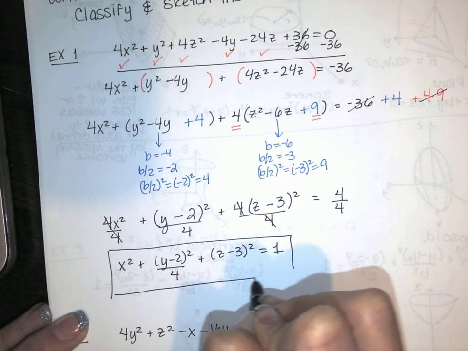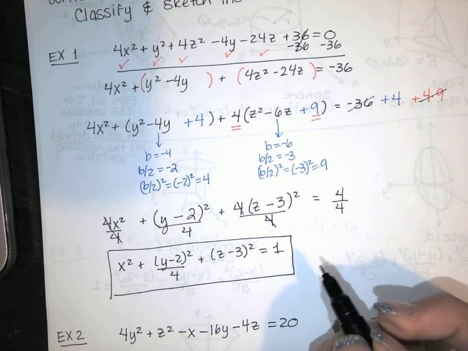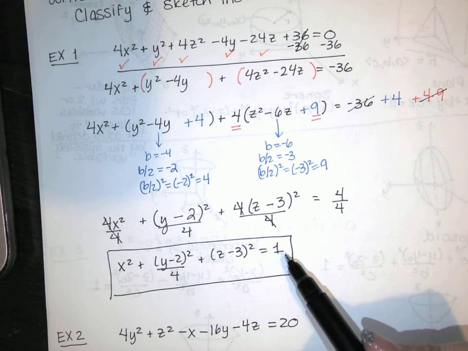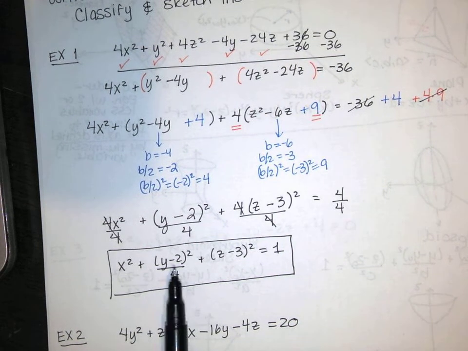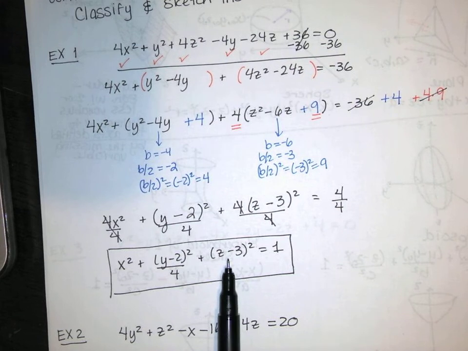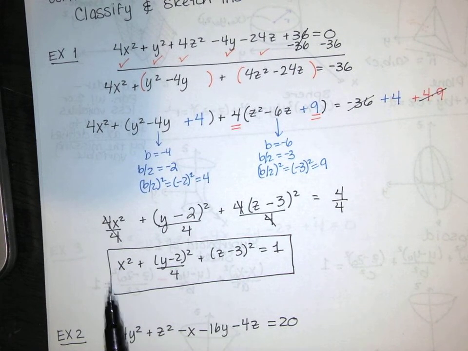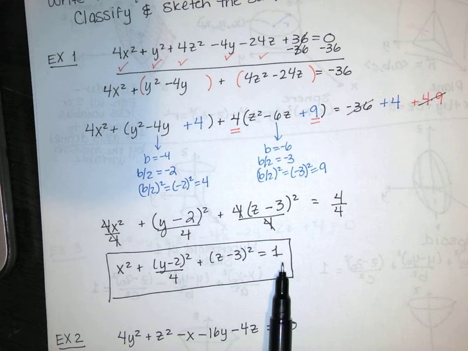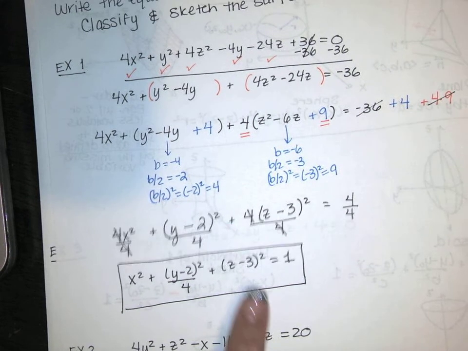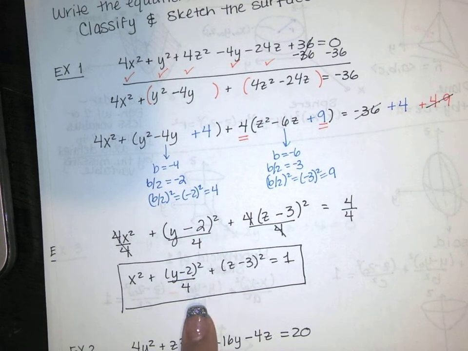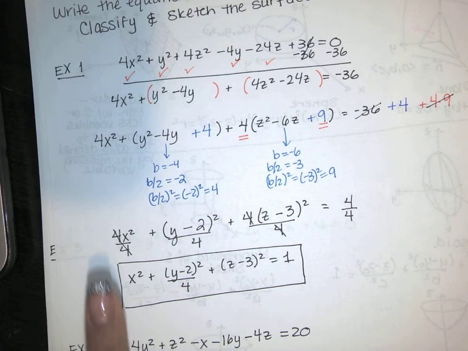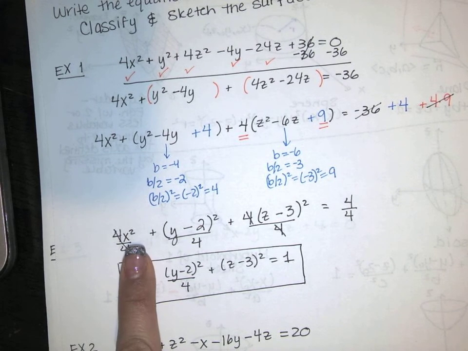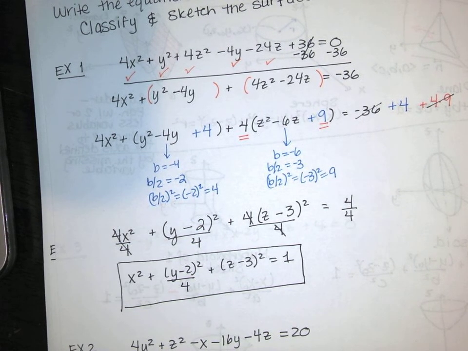What type of equation is that? I hope you noticed it's a 1. And the x, the y, and the z are all squared. Now since all 3 of those are positive, and we've got a 1 on this side, if I let z equal 3, I get an ellipse. And if I let y equal 2, I get an ellipse. And if I let x equal 0, I get an ellipse. So together, all of those are going to make an ellipsoid.